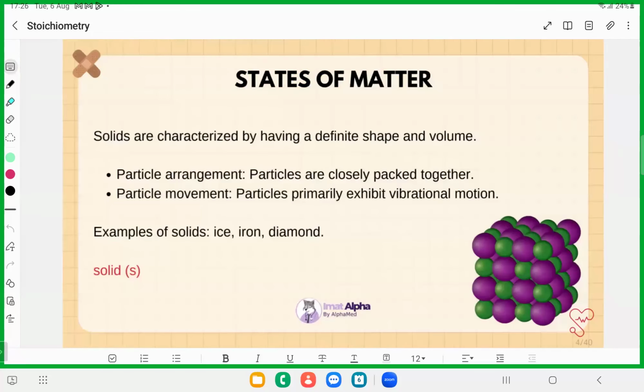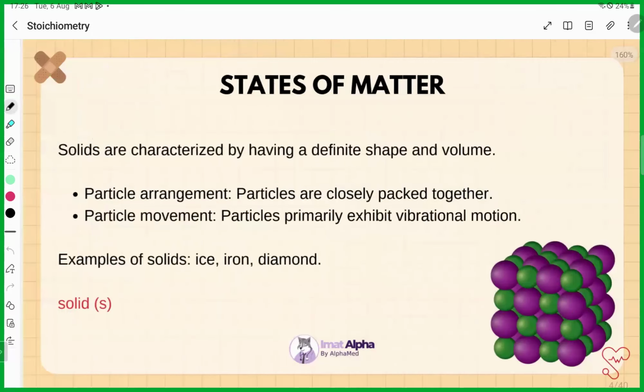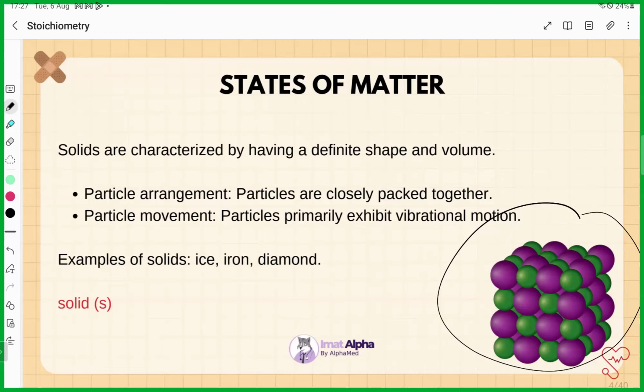Okay, solids are characterized by having a definite shape and volume. Particle arrangement: particles are closely packed together. There are not so many distances between the particles in a solid. That's why you don't see a solid moving by itself. However, a liquid might move because the particles in a liquid are farther from each other, so you can see motion inside the particles of a liquid. However, a gas moves so much because there's a very huge distance between the particles.